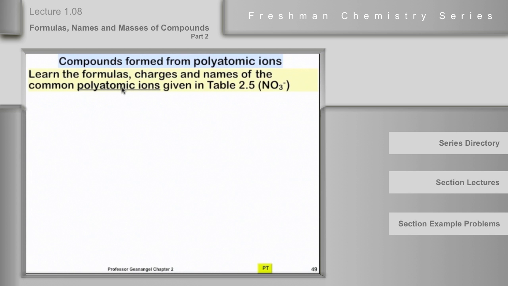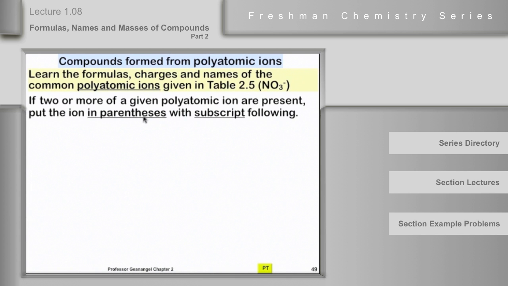The easiest way to go about this is to learn the set of polyatomic ions. This would be like nitrate ion, or ammonium ion, or sulfate ion. Learn those as they're given in table 2.5. Those are the ones you're responsible for. And then we put together the formulas in the same way that we did before.